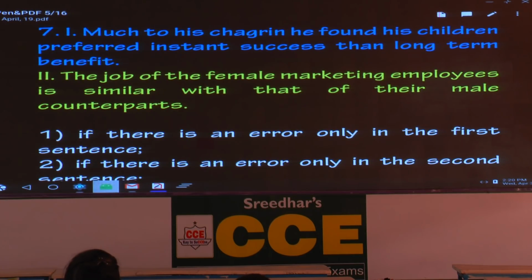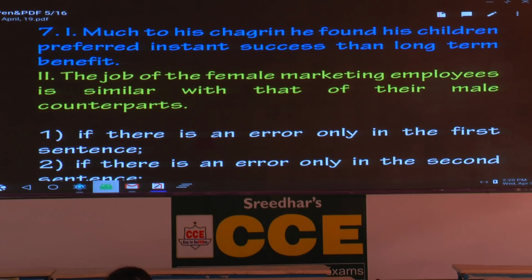Much to his chagrin, underline the word chagrin. Chagrin means annoy, get annoyed, become angry, annoyed, angry. And also write the word feel indignant. Indignant means what? You feel that someone has not treated you in a proper manner, not fairly treated, treated unfairly. Someone treats you unfairly, then you use the word indignant, or you get annoyed, obviously. So much to his chagrin, he found his children preferred instant success than long-term benefit.